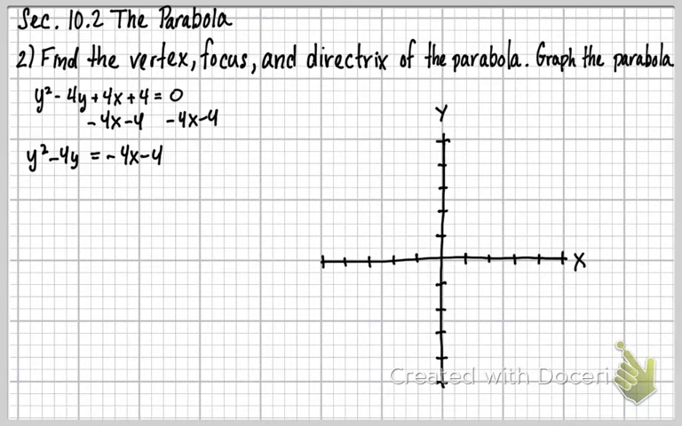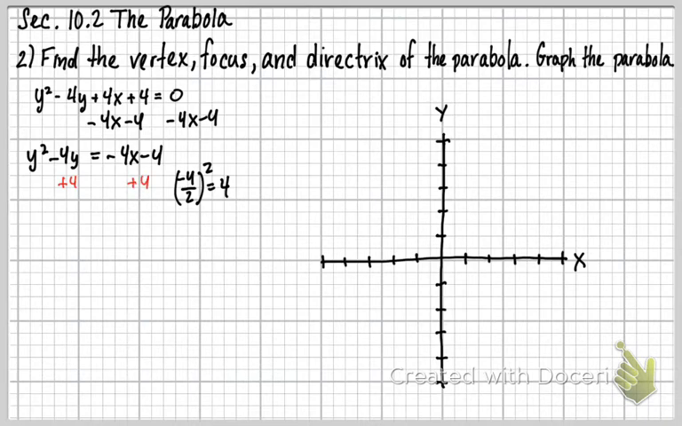Now what I'm going to do here is complete the square. Do you remember completing the square? What I do is I take half of b, the b being this negative 4 with my y here. And that's going to be negative 4, and I take half of it, and then I square it. That's negative 2 squared, which is 4. So I'm going to add 4 to both sides.